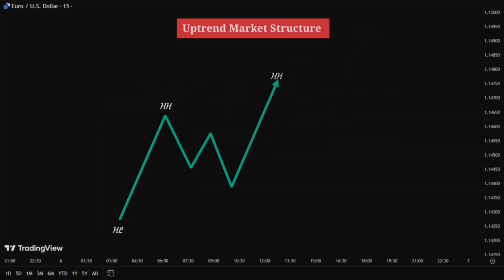When price creates a higher high, followed by a higher low, and then another higher high, that is bullish market structure. Price is stepping up in a staircase pattern. Each push higher reaches a new high, and each pullback holds above the previous low. That tells us buyers are in control.